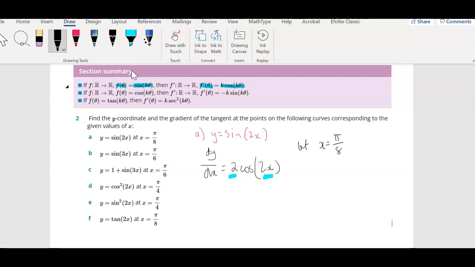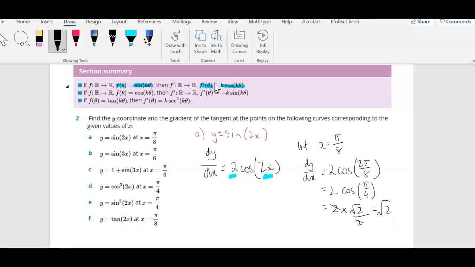Now we want to sub in x equals pi on 8. So when x equals pi on 8, dy dx is equal to 2 cos 2 pi on 8, which is the same as 2 cos pi on 4. Now, hopefully you remember your exact values. Pi on 4 is probably one of the ones I do remember. So 2 times root 2 on 2, and then the 2s cancel out, so we're just left with the square root of 2.